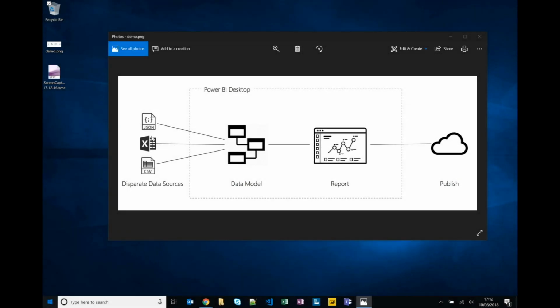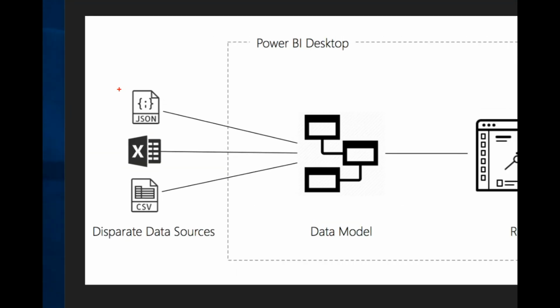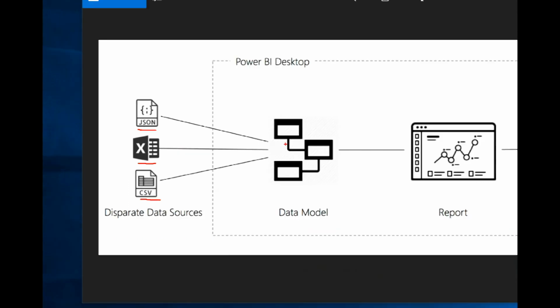We're going to look at how Power BI Desktop can be used to pull together disparate data sources, from a JSON document to an Excel spreadsheet to a CSV flat file, and how we can bring all those together and model them within Power BI as well as Power Query.